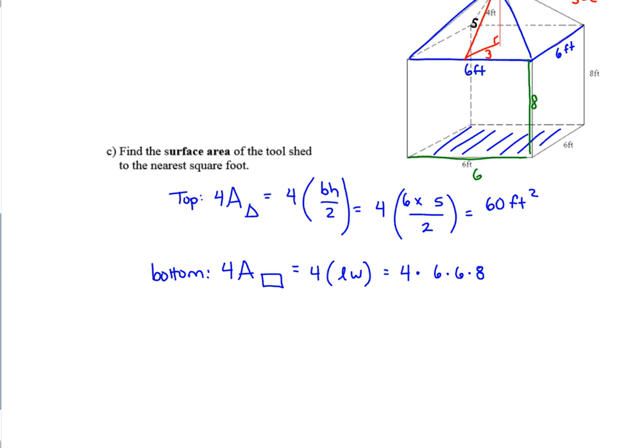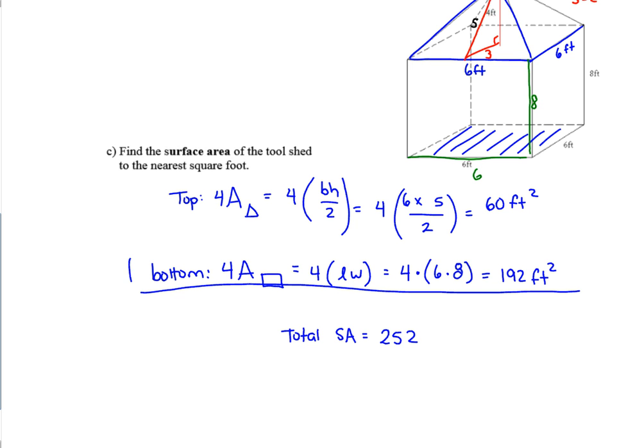Okay. Length times width. So 6 times 8. Agreed? Or 8 times 6. Same thing. 6 times 8 is 48. Times 4 of those is what? 192. So the total surface area is what? Adding them together. 252 feet squared.